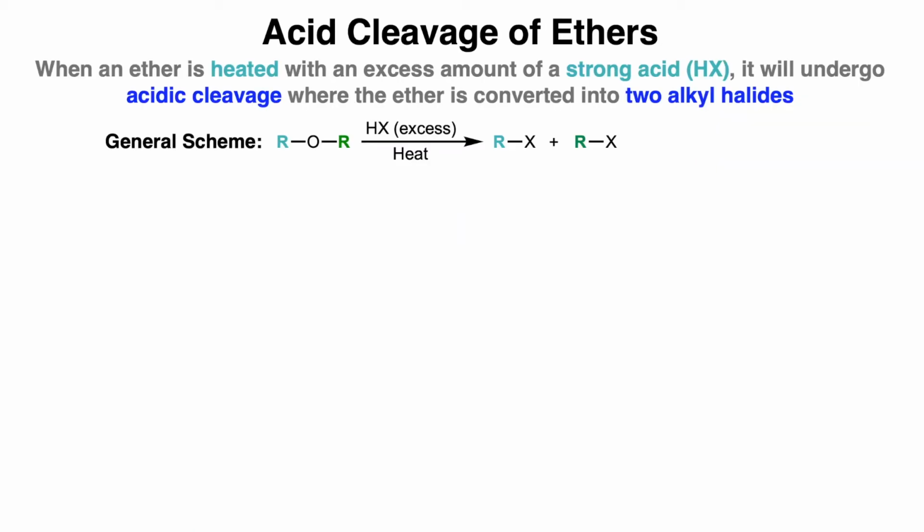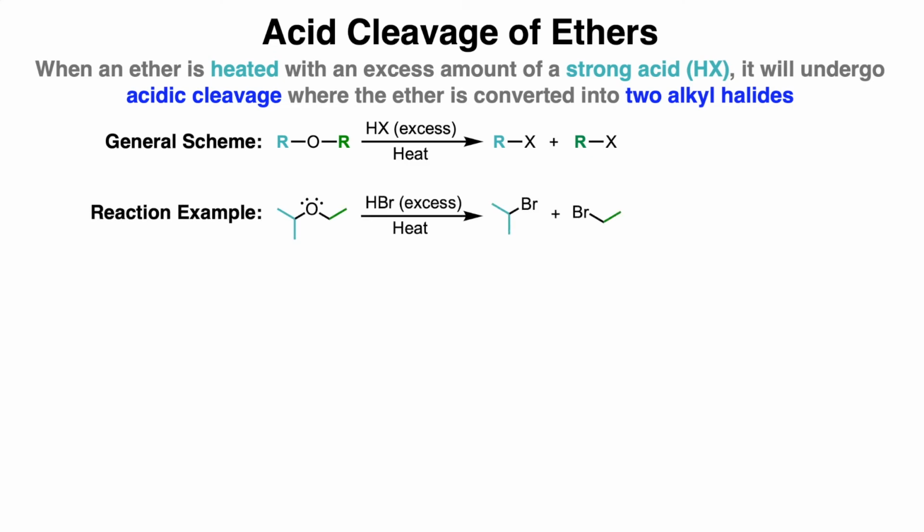Ethers are normally quite unreactive in basic or mildly acidic conditions, which is why they're an ideal solvent for a lot of organic reactions. But when an ether is heated with an excess amount of a strong acid, the ether will undergo acidic cleavage, where it will be converted into two alkyl halides. In this example, ethyl isopropyl ether reacts with an excess amount of HBr in heat.